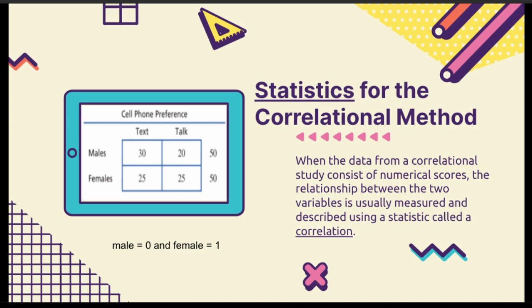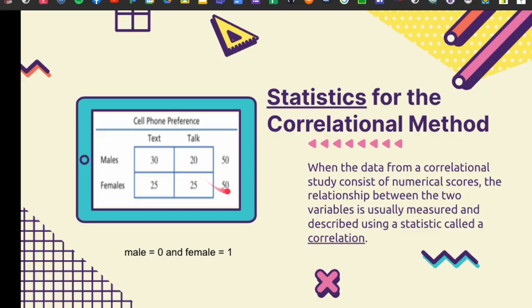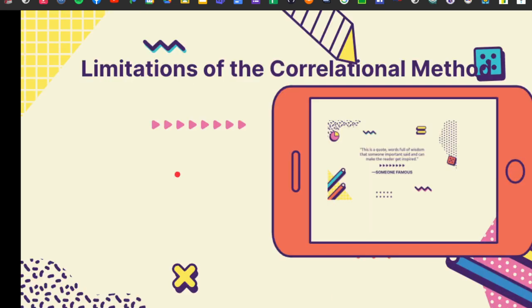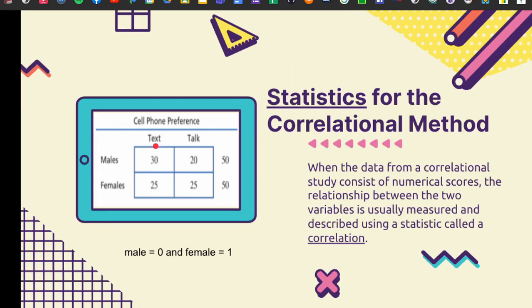Thus, we can say that the relationship between variables for non-numerical data, such as what we are seeing in the table, is evaluated using a statistical technique called the chi-square.